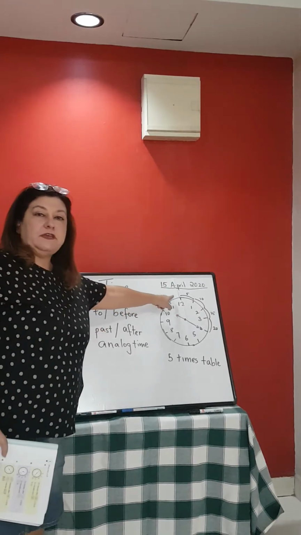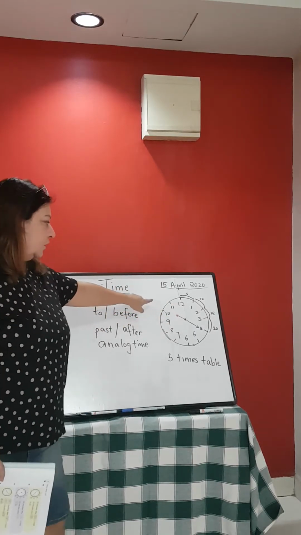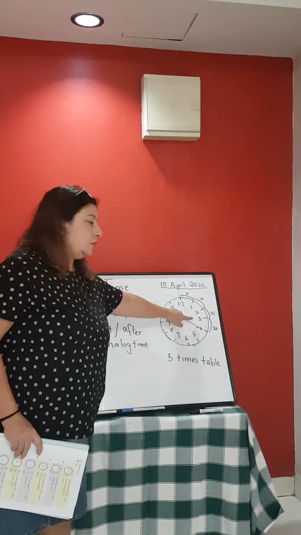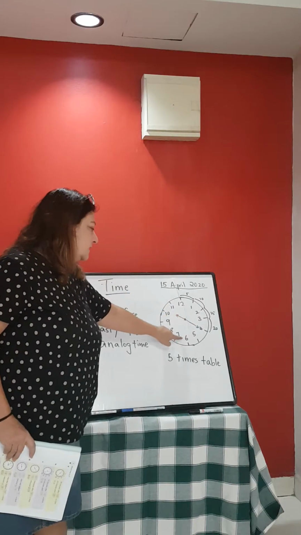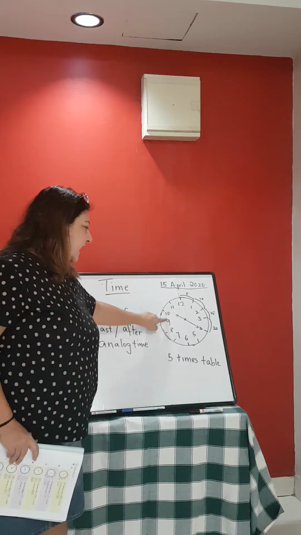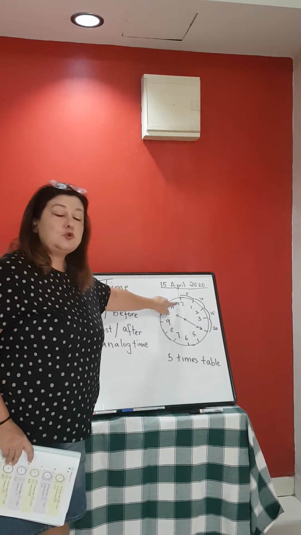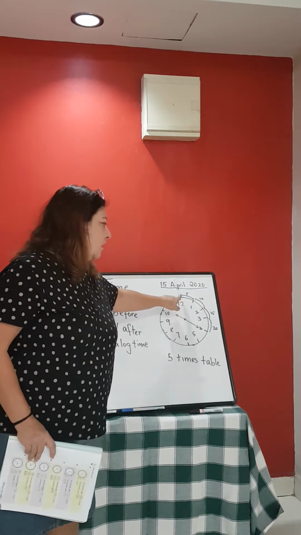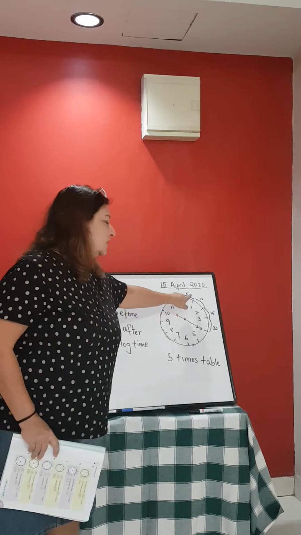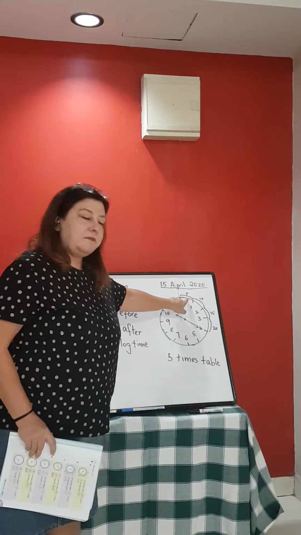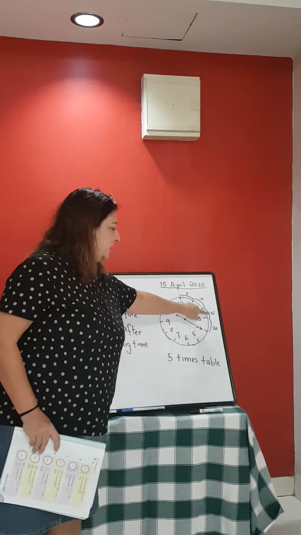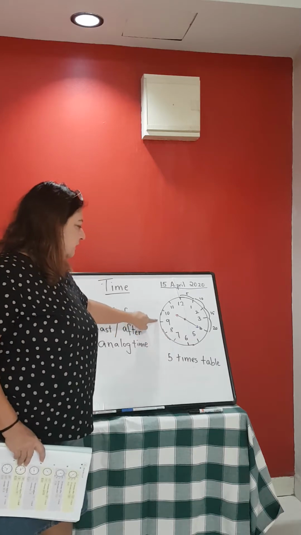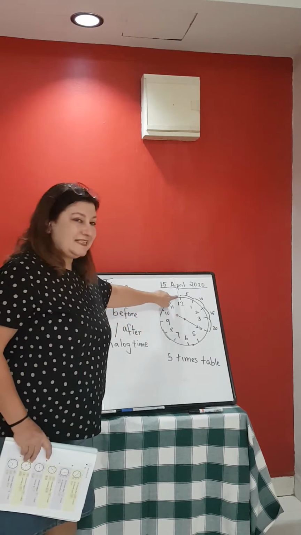Now I've drawn the clock over here. As you know, this is the face of the clock. And what numbers are there on it? 1, 2, 3, 4, 5, 6, 7, 8, 9, 10, 11 and 12. Now, the small lines in between are of 5 minutes. So, each number you jump, it is 5 minutes. 5, 10, 15, 20, 25, 30, 35, 40, 45, 50, 55, 60.